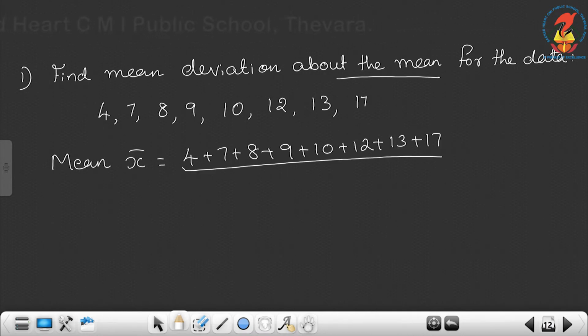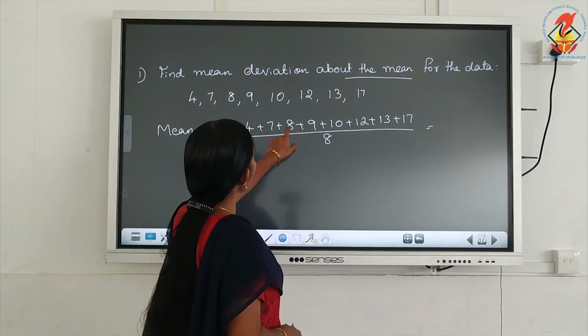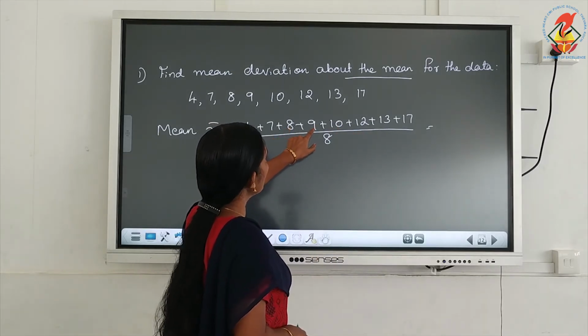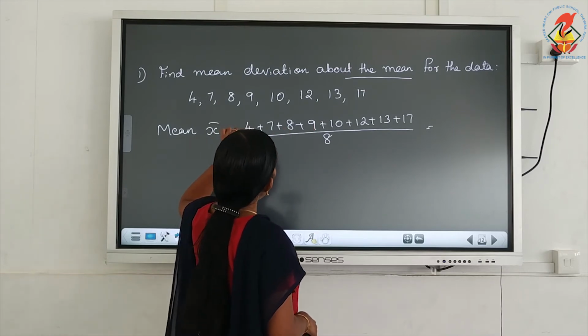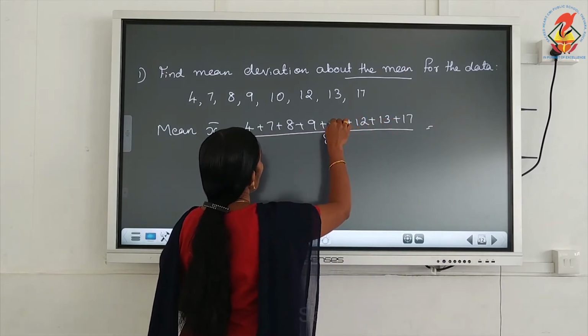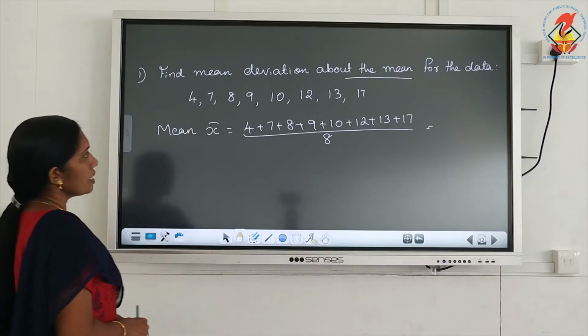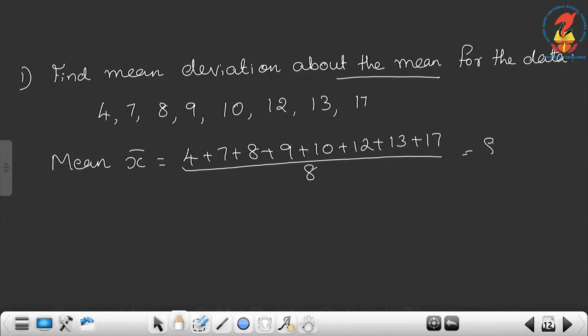How many observations? 8 observations. Okay, what is the sum? 17 plus 13 is 30, 30 plus 12 is 42, plus 10 is 52, plus 8 is 60, plus 9 is 69. 69 plus 4 is 73, plus 7 is 80. So 80 by 8, that's equal to 10. So 10 is the mean.